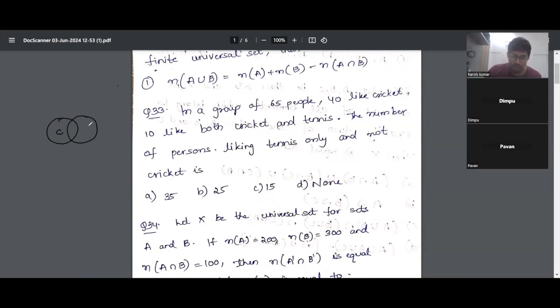Cricket let's say C, tennis let it be T, and the common part X, right? So total 65 people. That means C plus X plus T is 65, right? See, here I will not even use any formula. Just with the help of the Venn diagrams only I can solve this.